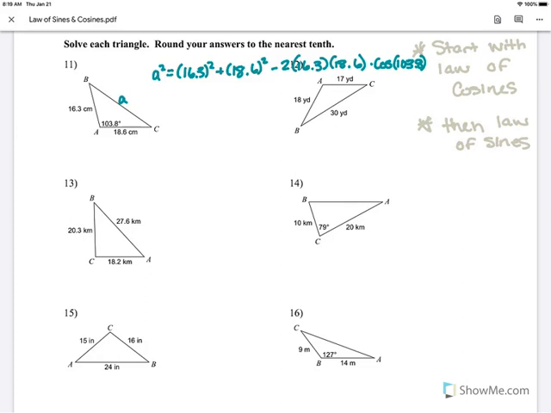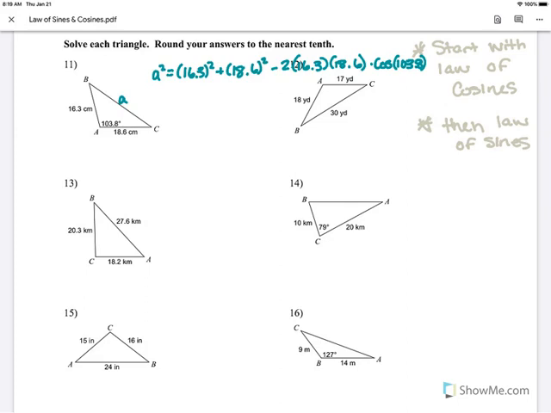So go ahead and type that in your calculator. That looks pretty good. I'm going to type it in mine too, and we'll see if our answers are the same. Sound good? 18.6 squared. Whoops, I forgot my plus sign. Minus 2 times 16.3 times 18.6 times the cosine of 103.8. Is that what you got? I think that's the same thing.